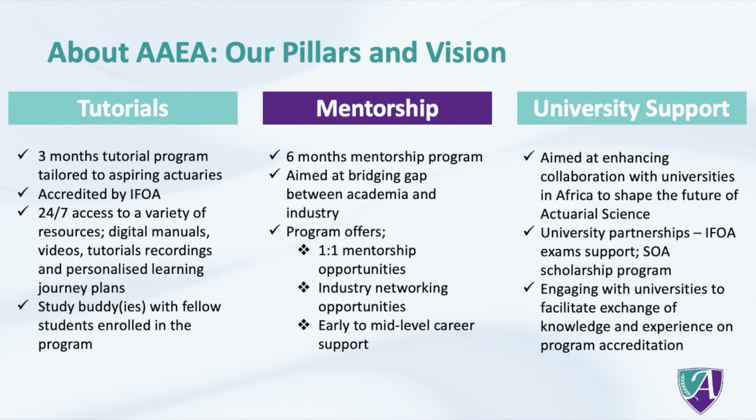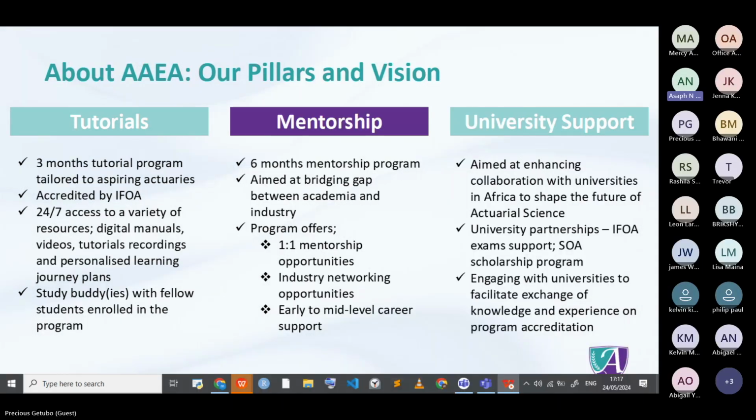The third pillar that we have is university support. This effectively works with universities and students at universities, and the main aim is to shape the future of actuarial science in terms of quality, exposing students to what's happening in the industry, such that by the time they leave university, they're not completely green and lost. The other thing that it does is facilitate exchange of knowledge and experience on various areas of actuarial practice and actuarial work. That's in a nutshell what the Actuarial Academy of East Africa covers.